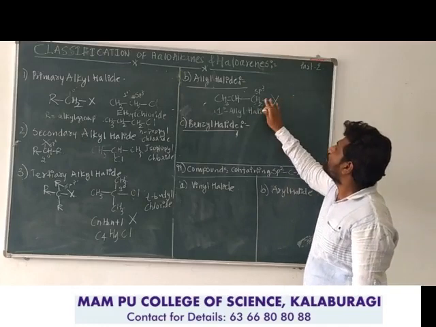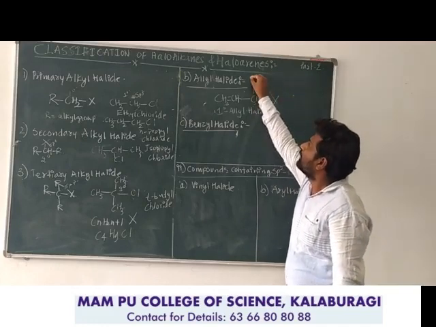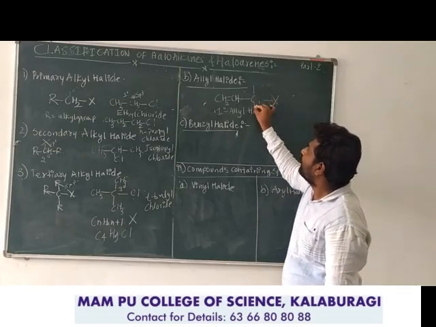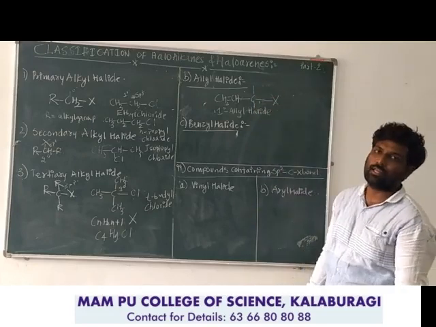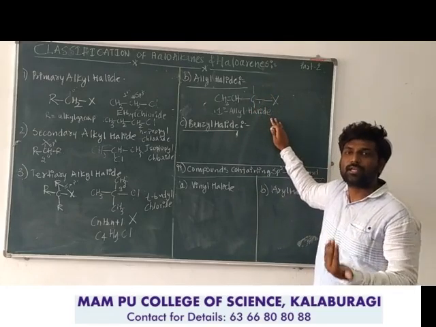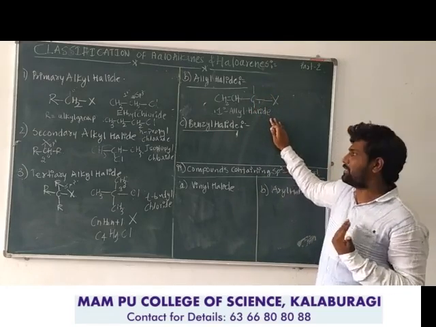If it is bonded to two other carbon atoms, it is a secondary allyl halide. If all the hydrogen atoms are replaced, then it is a tertiary allyl halide. Okay, so allyl halides are further classified as primary, secondary and tertiary allyl halides.